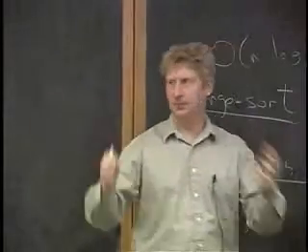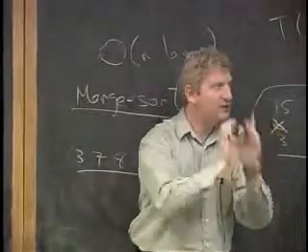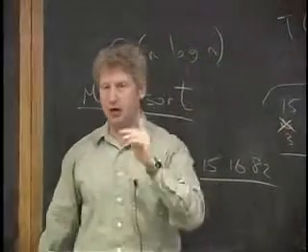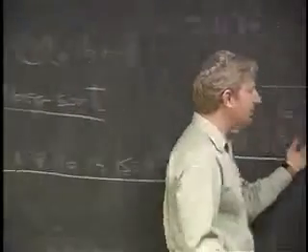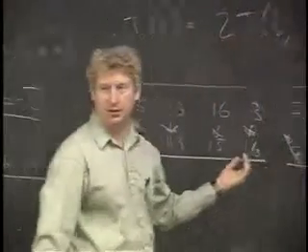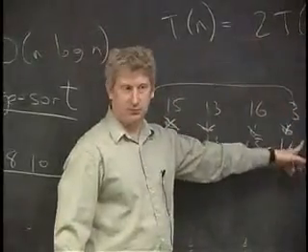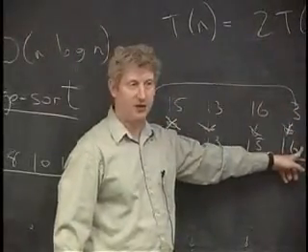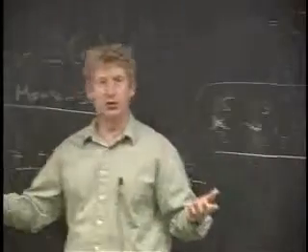How long does this merging step take? Every time you do a comparison, what happens? You get to advance down one of your indices. How many times can you advance one of these indices before the loop breaks? Well, half your list, right? Once you're done with half your list, the loop breaks. That takes at most n over 2 comparisons.